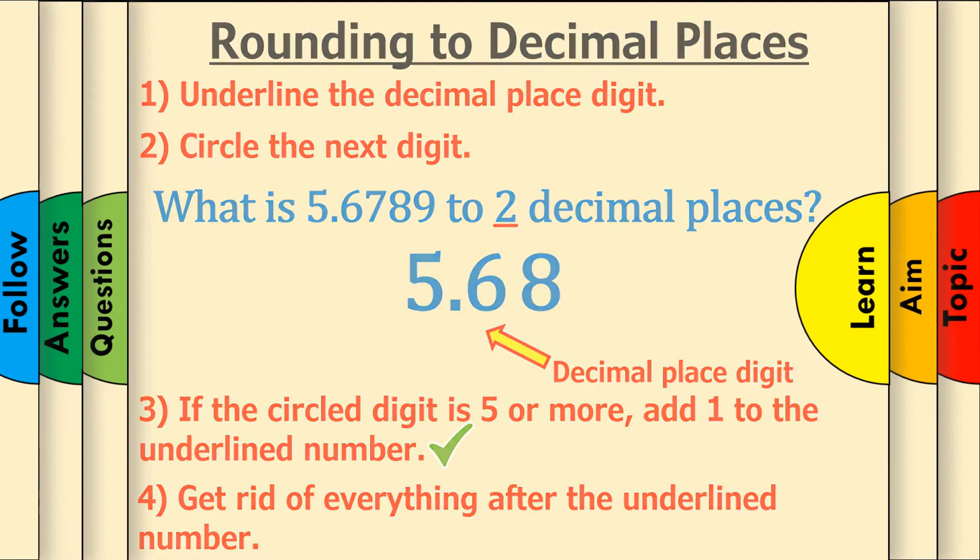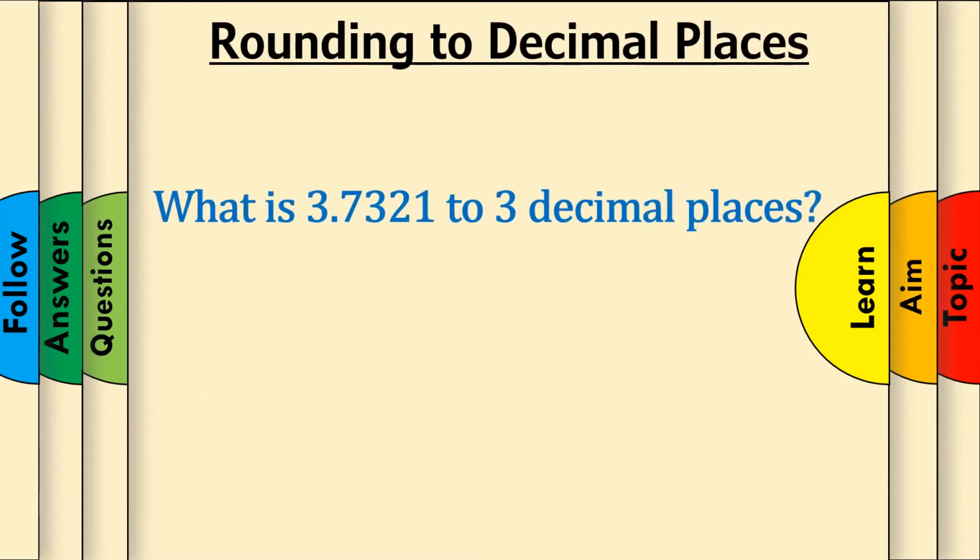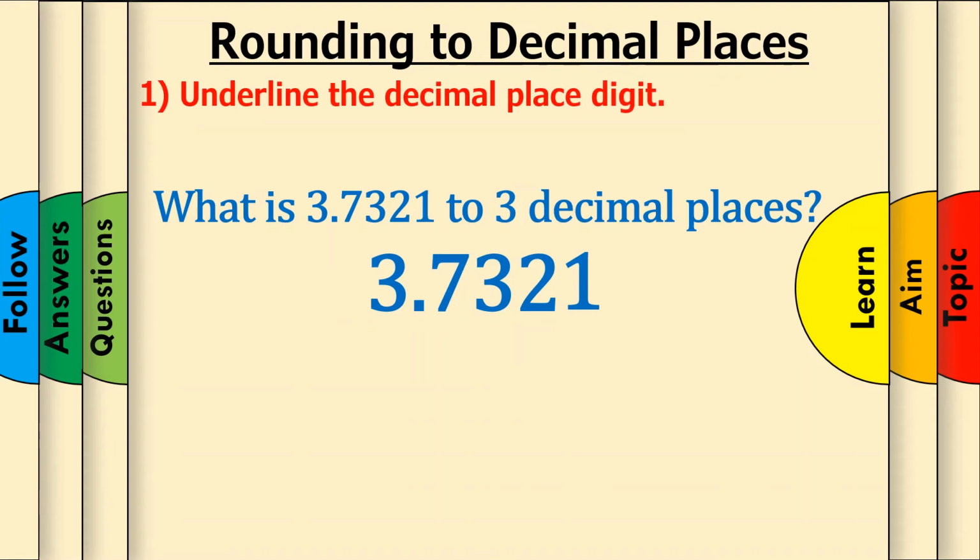Let's take a look at another example. What is 3.7321 to 3 decimal places? Step 1. Underline the decimal place digit. Here, we want to round to 3 decimal places, so the third number after the decimal place is our decimal place digit. The third number after the decimal place is 2, so underline it.